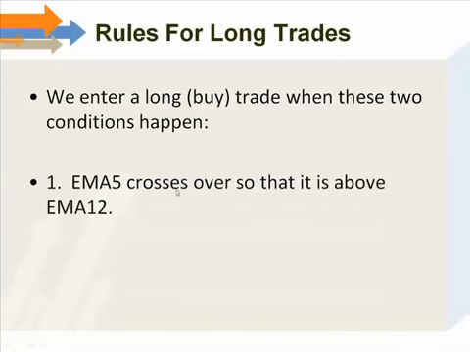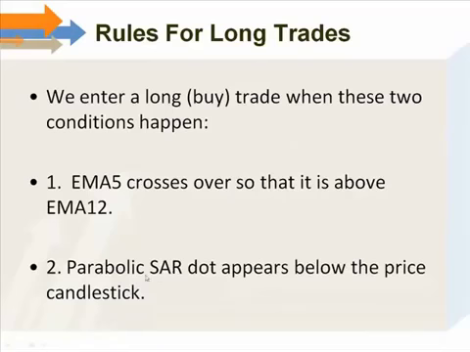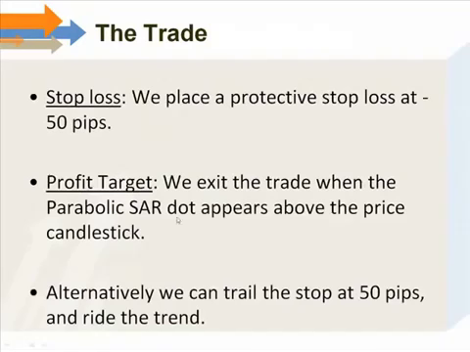The EMA 5 crosses over so that it is above the EMA 12. So on your charts, it's the blue line crossing over the green line, and it is now above the green line. And then we wait for the parabolic SAR dot to appear below the price candlestick at that point of the crossover. So once we do that, we enter the trade, and when we enter the trade, we place a protective stop loss at 50 pips.